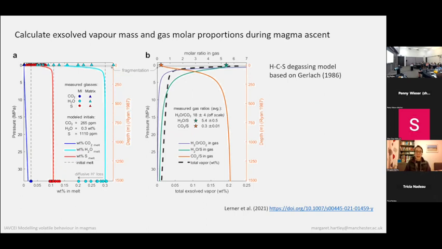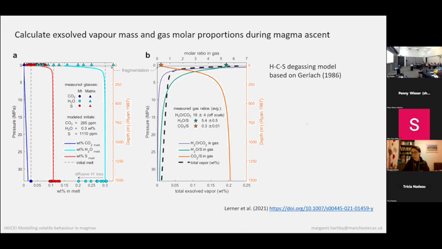We would also want to be able to calculate the exhaled vapor mass and the change in gas molar proportions during magma ascent. This is for the Kilauea 2018 eruption, and these authors have used a hydrogen carbon sulfur degassing model based on Gerlach 1986. So this is one of the older models. And you can see here CO2 is mostly exhaled, even from quite high pressure, whereas the water and the sulfur are starting to come out of solution much higher up in the conduit. And we can see the changing gas composition.